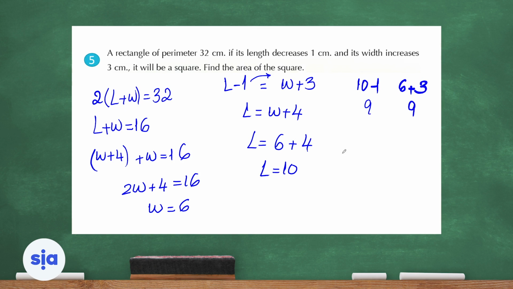The question is asking you to find the area of the square. I know that area of square is side squared. So the side is 9. So 9 squared, which is 81 centimeters squared. Let's move on to see question 6.